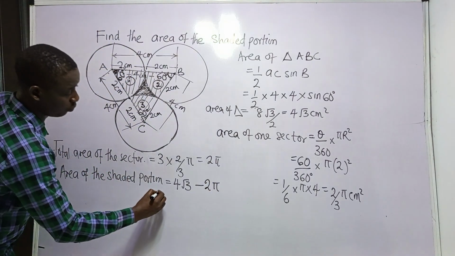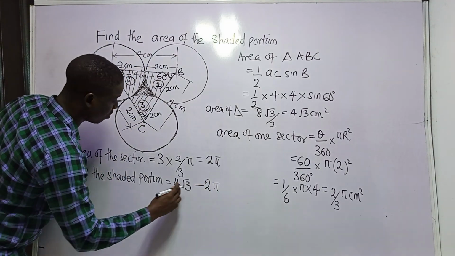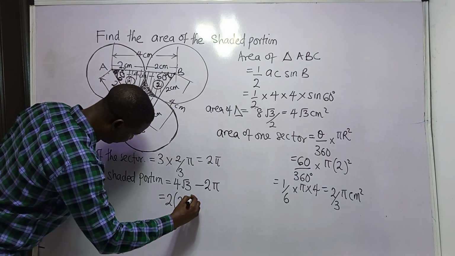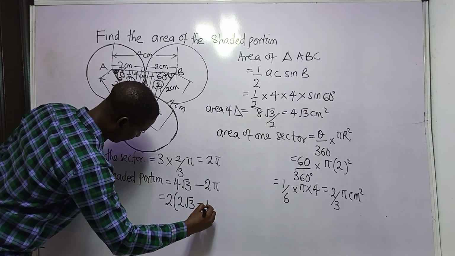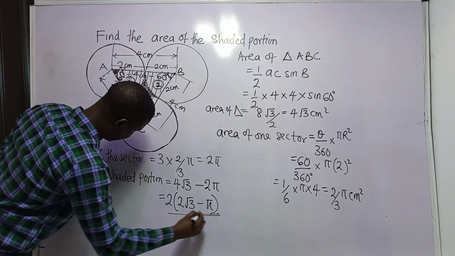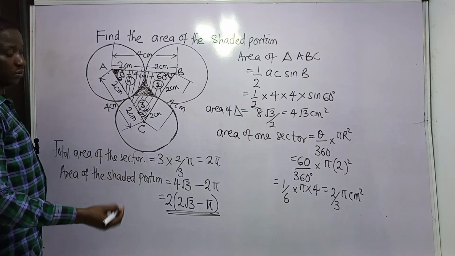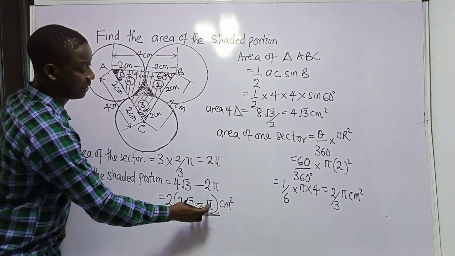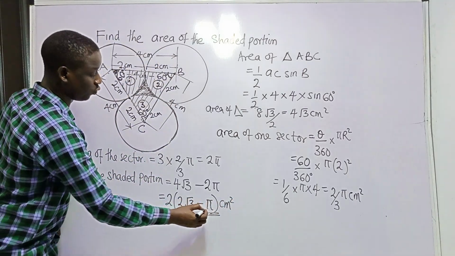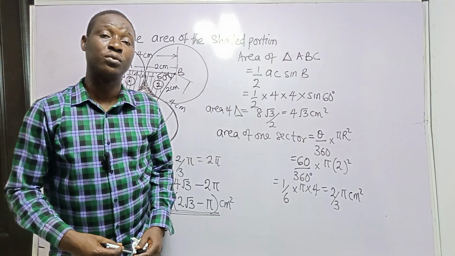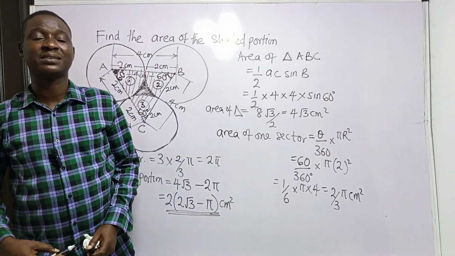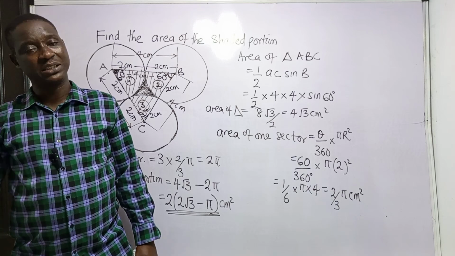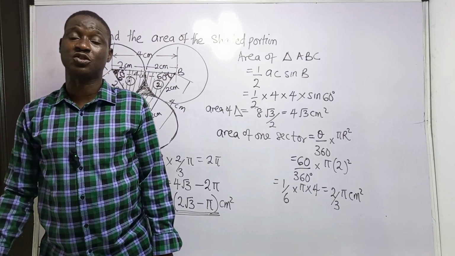That is a full answer, but we can arrange it. What is common on both sides is 2. Then what remains? 2 root 3 minus pi as our answer. So this is the answer for the area of the shaded portion. Don't forget, pi is 22/7. Depending on the way the answer is arranged in the given objective, or if it's theory, it is like this, better this way.